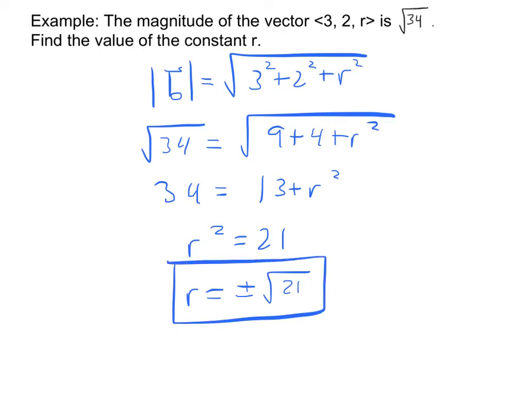Now, I mentioned earlier that the magnitude of this vector has to be positive, but that doesn't necessarily mean that the components are going to be positive. We could have positive square root of 21 or negative square root of 21 here. Either one of those would be acceptable.